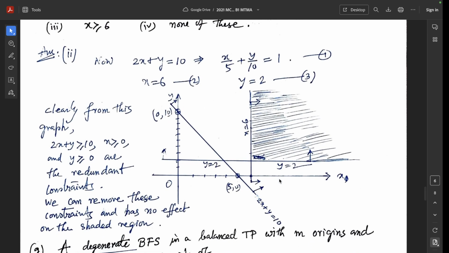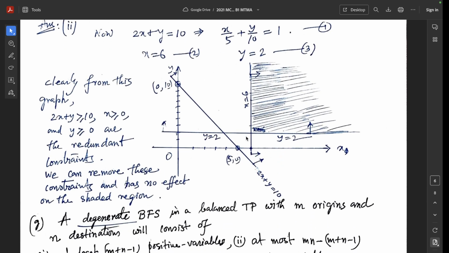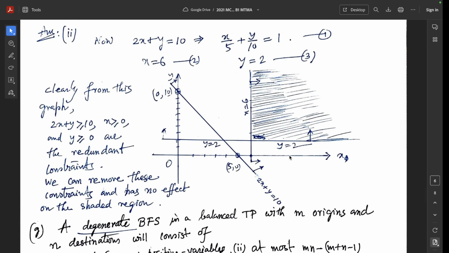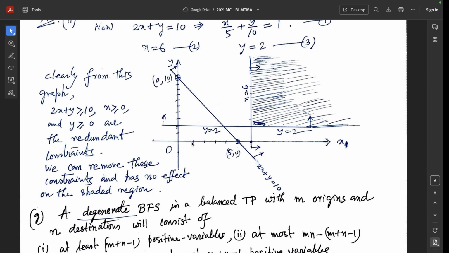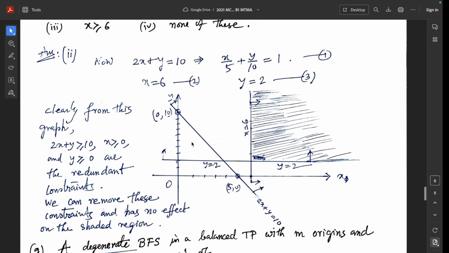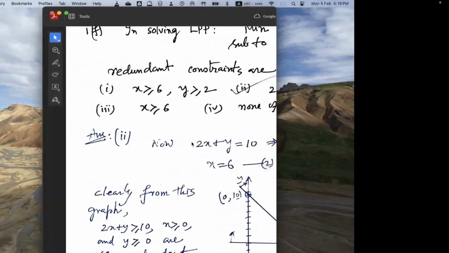Obviously, we observe from this figure that the inequality 2x plus y greater than or equal to 10, and x greater than or equal to 0, that is the y-axis, this region is the right-hand side of the y-axis, and the upper side of the x-axis, y greater than or equal to 0, is obviously a redundant constraint. We can remove this constraint and it has no effect on the shaded region. So the correct option is 2.